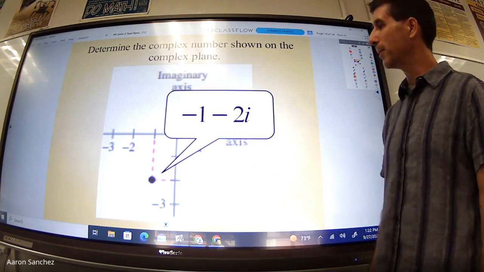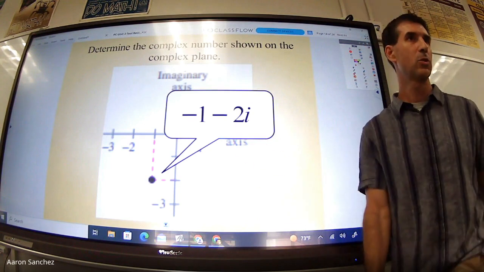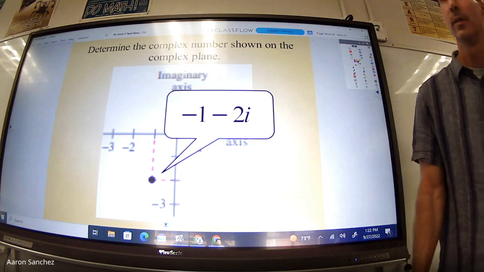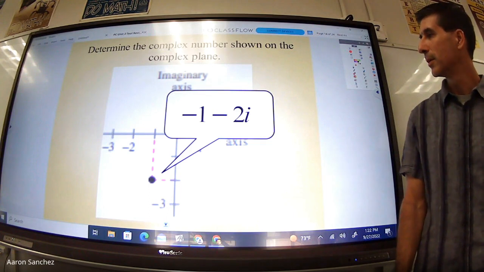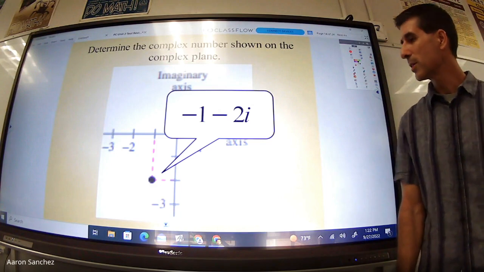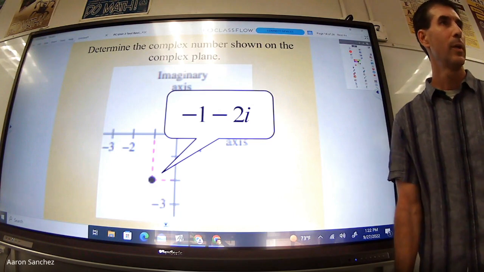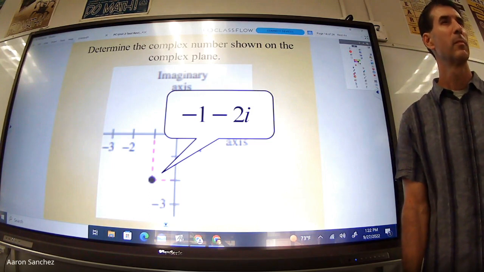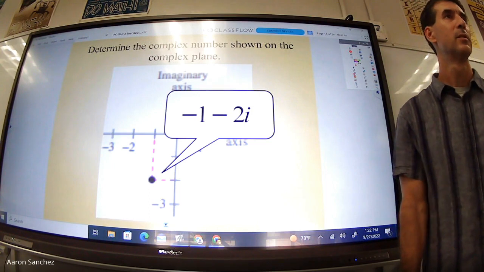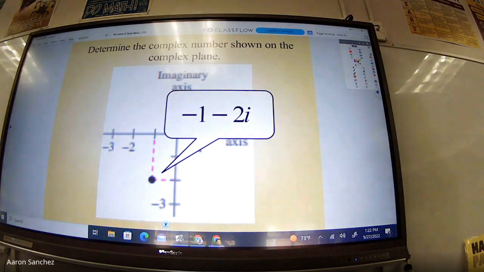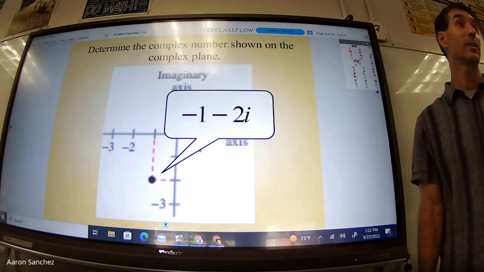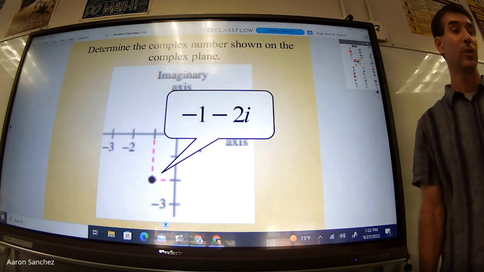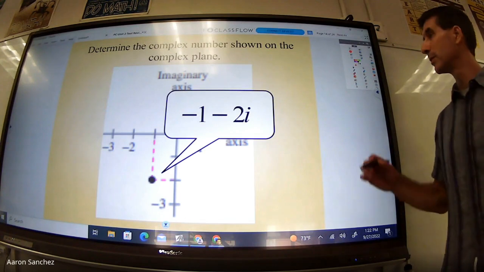Oh, and you don't put a comma. Sorry, I should have said that. -1 minus 2i. So get rid of the comma, because it's a complex number. You don't need parentheses either way. Will you dock a point if you put a comma? Yeah, I will dock a point. How hard is it to not put a comma? Well, then I feel bad for you because you're going to be missing some points.